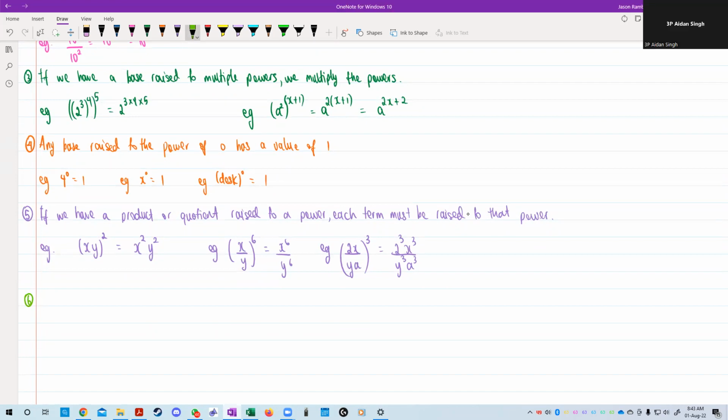So if you have a base raised to a negative power, you must flip that base and change the sign of the power to positive. Very good. Now, law 6 is a little sensitive one. And the reason I make up this definition is because it's easy to follow the definition and then see the reverse of it. All right.